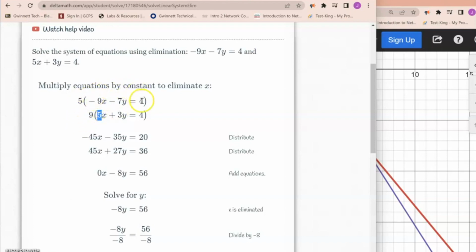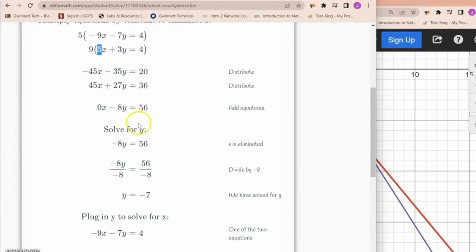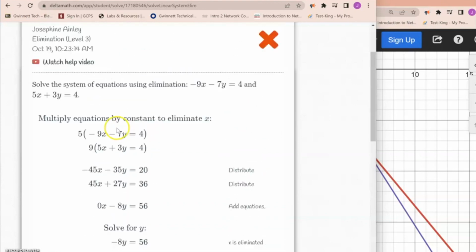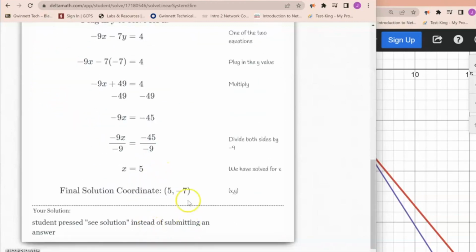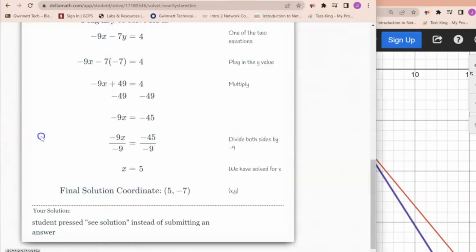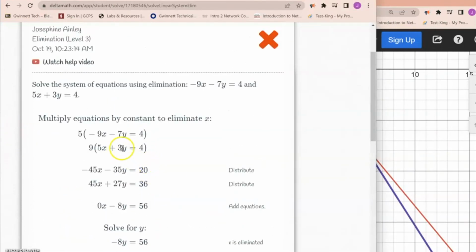Distribute it in, you're going to get this line. Distribute this in, you're going to get this line right here. Then combine them, you're going to get this line. So then solve for y, so divide by negative 8, you'll get y equals negative 7. And just like before, you plug in negative 7 into any one of these equations, whichever looks easier. So you can put it right here, negative 7, and then you solve for x. So you still end up getting 5, negative 7. All right, you can use the alternate method as well. It's just your preference.